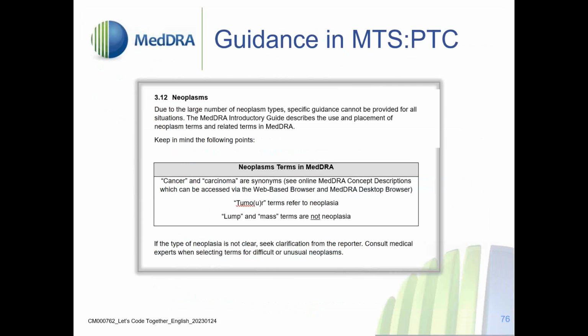No further guidance can be found in the MedDRA concept descriptions here, but in the PTC document for MedDRA term selection. And it is important to understand that in MedDRA, terms containing the string tumor always refer to neoplasia. And Jane mentioned this before when talking about the lump in the pharynx. While terms such as lump and mass are used more vaguely, these are not classified as neoplasms.